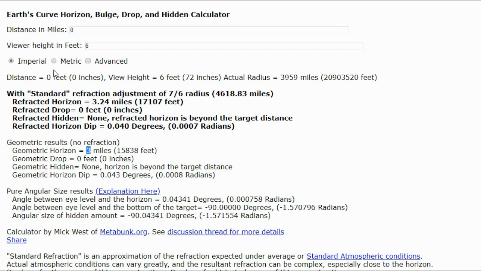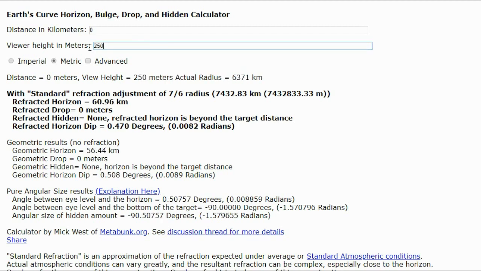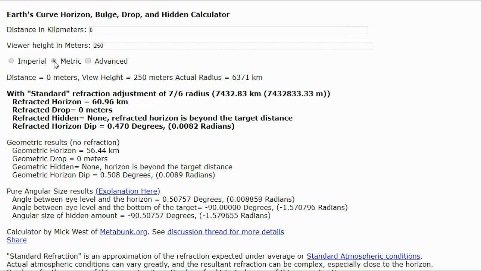Okay, let's change this. Metric, that won't change. But let's go with metric that I'm 250 meters high. 250 meters, we can have a look at that imperial, is 820 feet. Okay, so I'm 250 meters high, 820 feet. The horizon dip is half a degree. Half a degree. What if I'm a quarter of a mile high? The horizon dip is 0.6 of a degree. It's not even 1 degree.